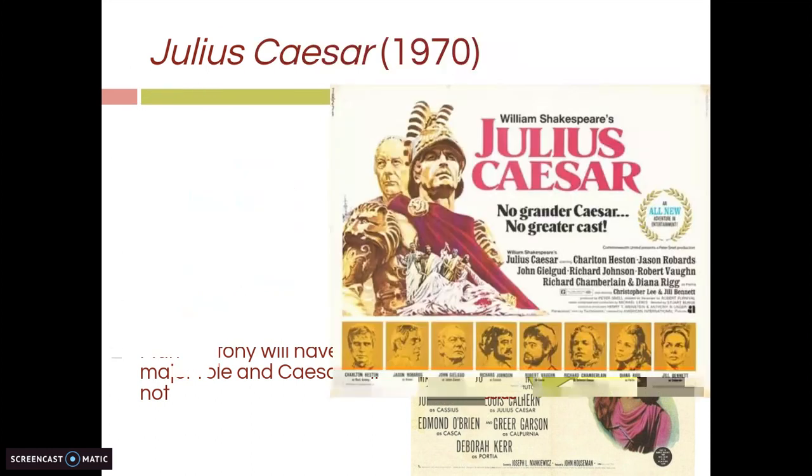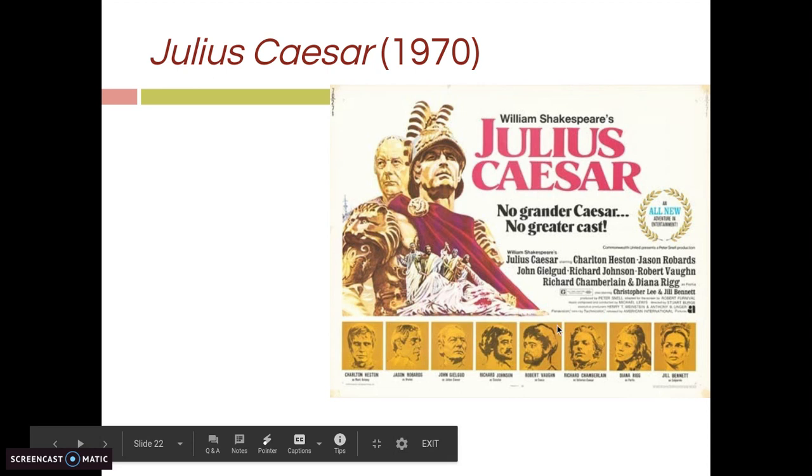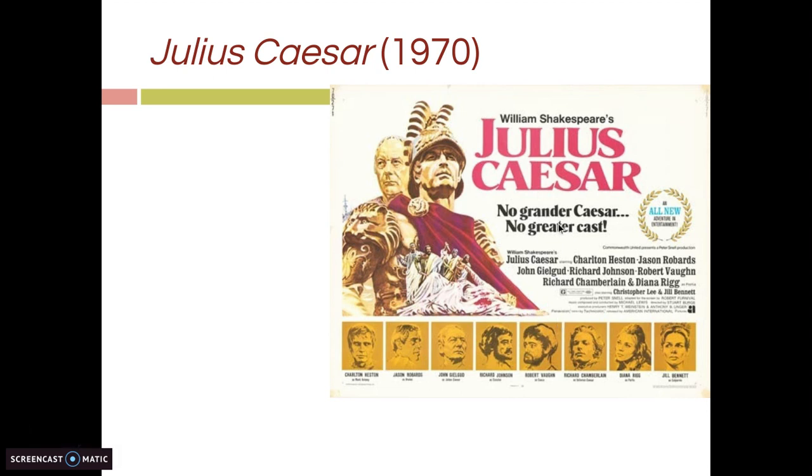This is from the 1970 version of Julius Caesar. This is the one I'm going to show you clips from. You can see the movie poster is a little bit different. They do have the cast of characters here. They're trying, again, to promote the movie. That's what a movie poster is to do, right? It's to persuade you to buy tickets, okay?